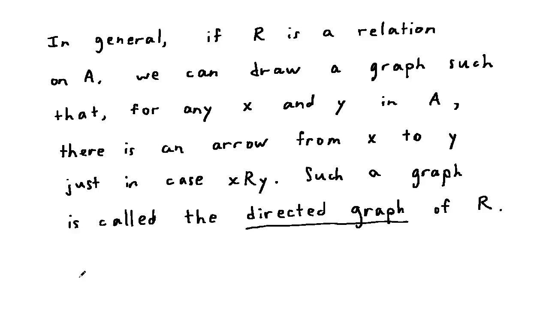If the set A is a partially ordered set, its directed graph will be really messy because there will be loops at each point and there will be all the arrows resulting from the transitivity property.